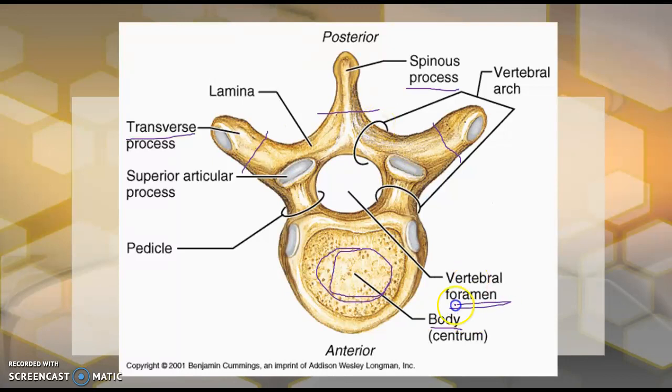And then the other one is a vertebral foramen. Foramen means hole. And I want you to think a second, what would be going through that hole in this vertebrae right here? Think about it. This is going to be your spinal cord. So your spinal cord is going to go through this hole right here.